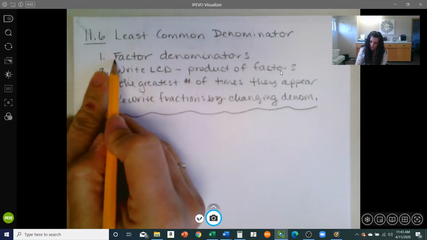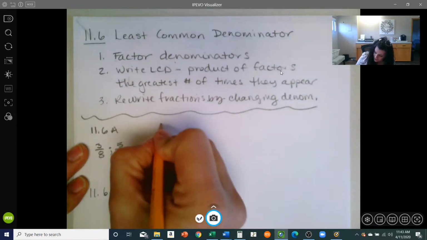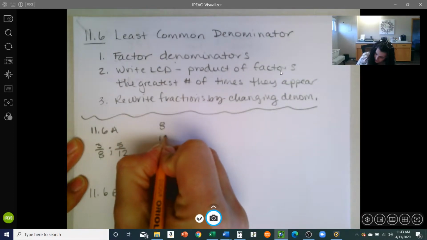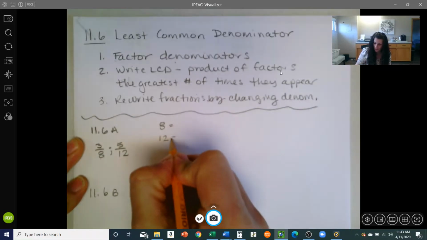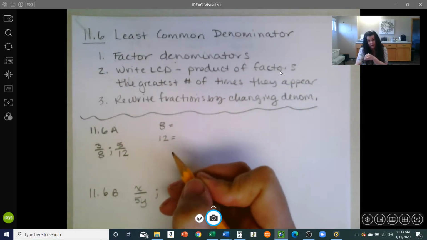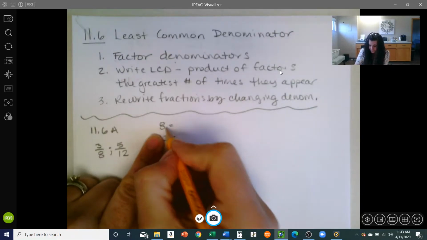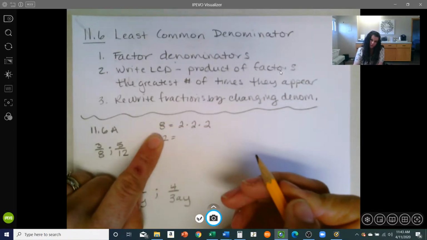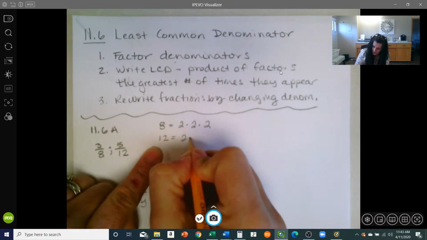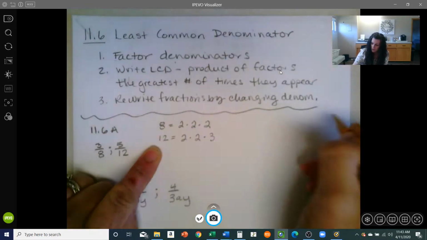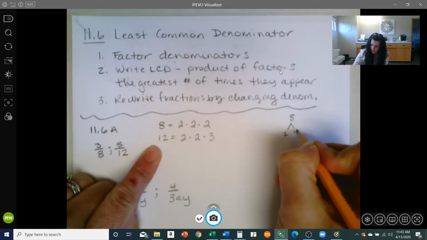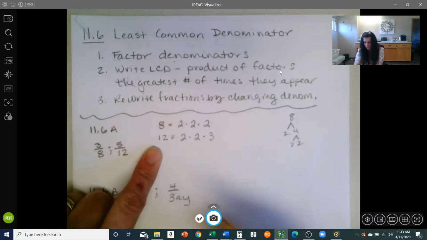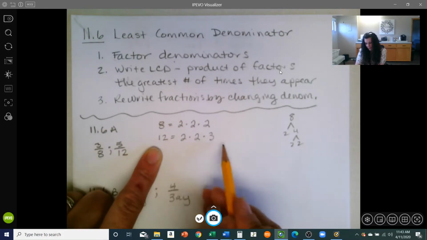So my first job is to factor the denominators. So I'm going to do that. So my denominators are 8 and 12. And I want to factor it with a prime factorization. So that would be 2 times 2 times 2 to get 8. And 12 is 2 times 2 times 3. You're welcome to do the tree to find those. That's perfectly fine. So these are my factors.